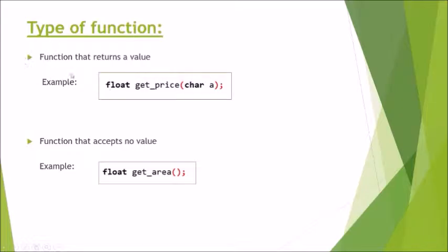The third one is the function that returns a value. This one is the data type, this one is the function name, and this one is the value, also called the input argument. The last one is the function that accepts no value. From the example, this one is the data type and the function name, but inside the parentheses is nothing.